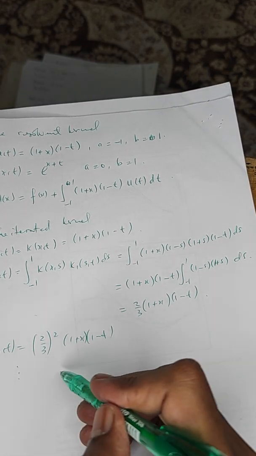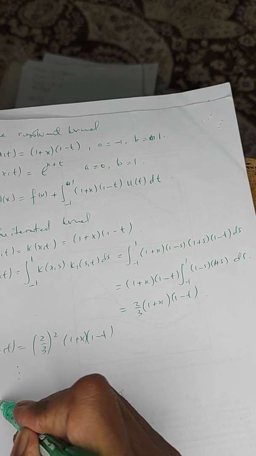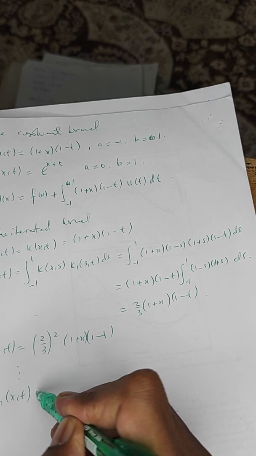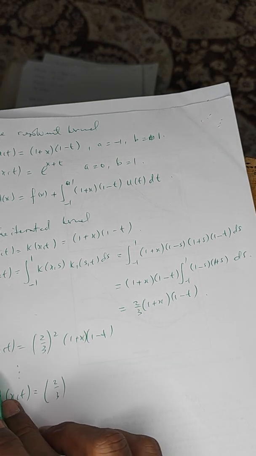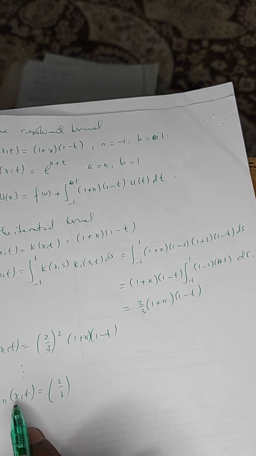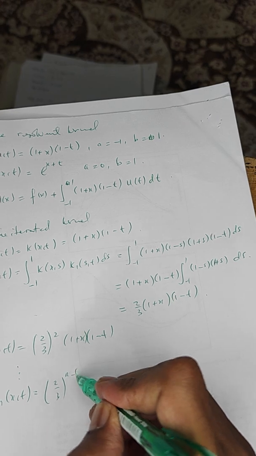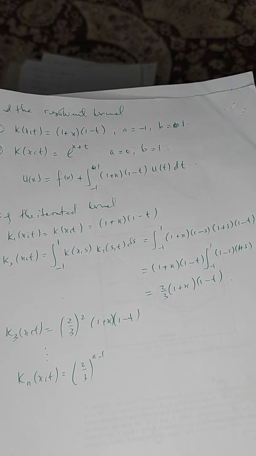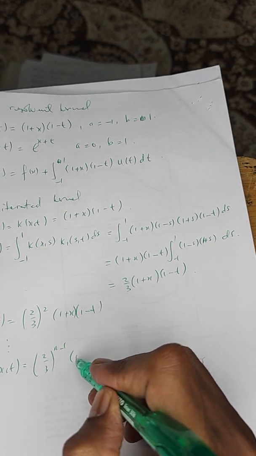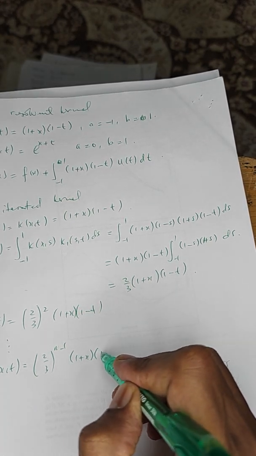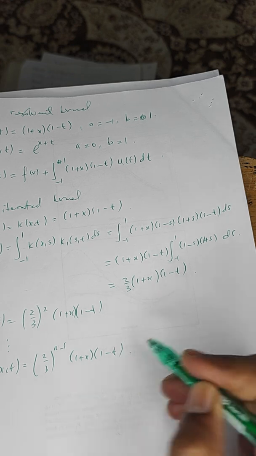You can have k_n(x,t) as 2/3. So for 3 you have power 2, for n, we have n − 1. Then we have (1 + x)(1 − t).